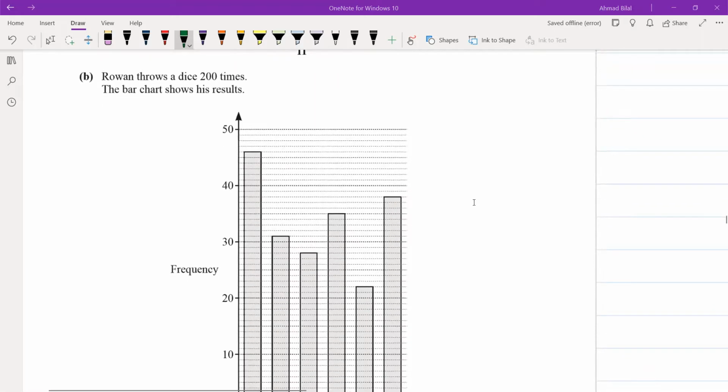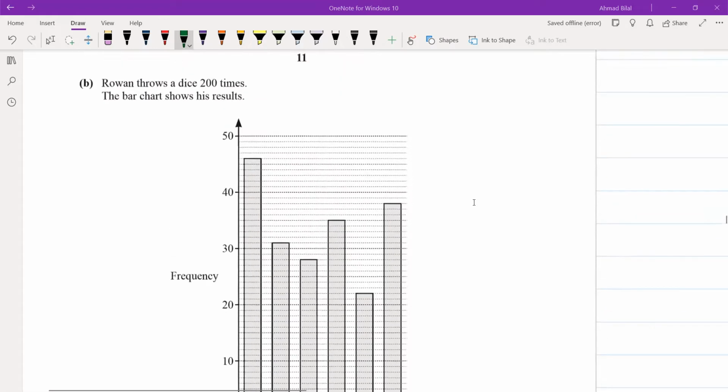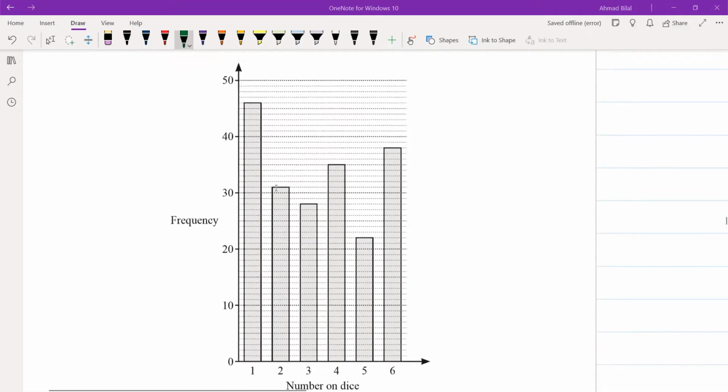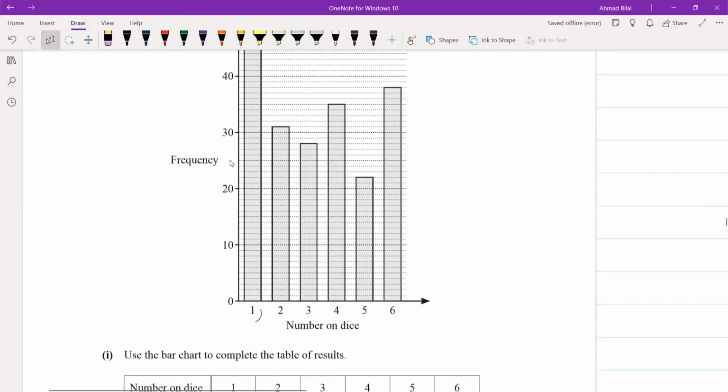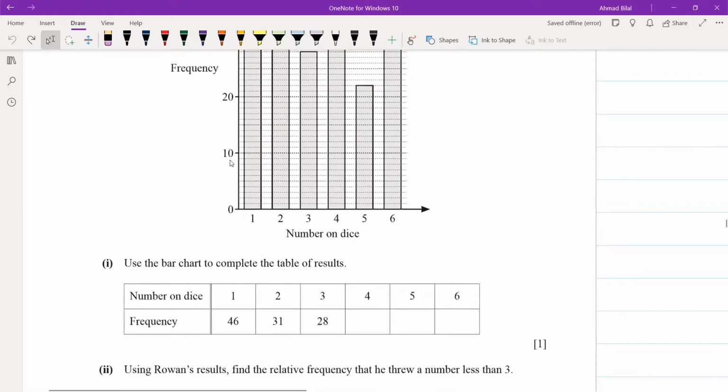Now, Rowan throws a dice 200 times. The bar chart shows his results. So उसने 200 times dice throw किया है, and the bar chart shows the results. अच्छा, और देखें bar chart में आपके पास y-axis पर frequency होती है, x-axis पे ये individual numbers हैं. यहाँ पे intervals भी नहीं होते bar chart में कभी. Bar chart में अलग-अलग numbers होते हैं, right? अच्छा, use the bar chart to complete the table of results.